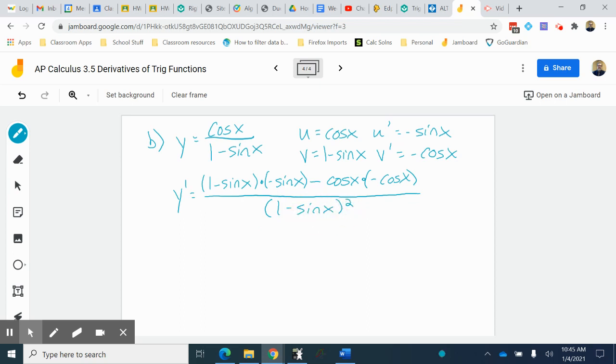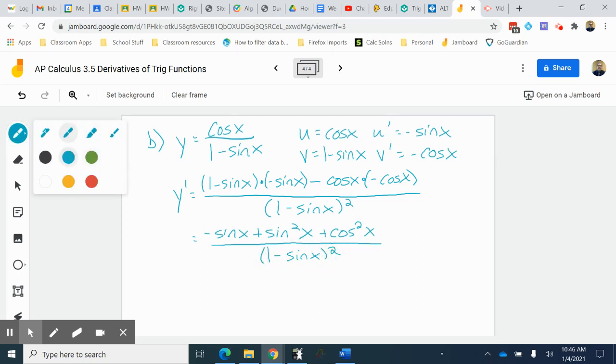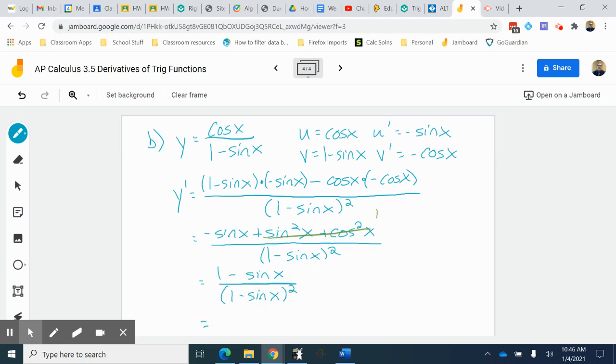Okay, some simplification. What have I got here? I've got negative sine of x plus sine squared of x, plus cosine squared x, all over 1 minus sine of x squared. This, of course, is 1. So I've got 1 minus sine x divided by 1 minus sine x squared. And hey, look at this. This is why we simplify. The derivative of this function is 1 over 1 minus sine of x.